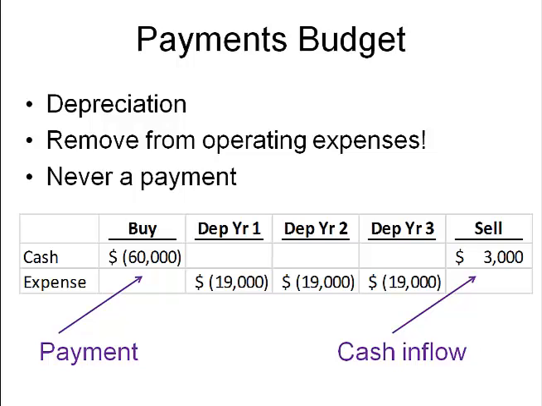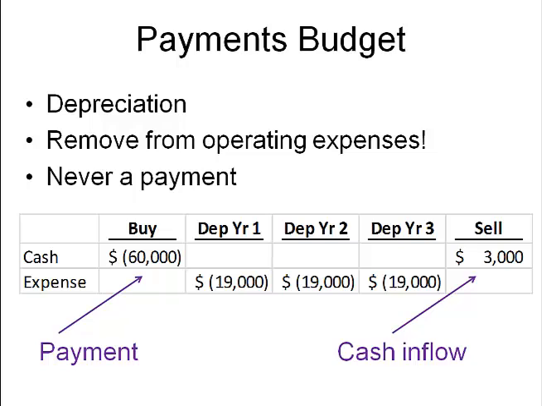Let's leave sales and go into payments. First, let's talk about depreciation. Depreciation is a real expense. You are using up an asset. It is never to be removed from the income statement. However, depreciation is not a payment, so it's not in the cash budget.